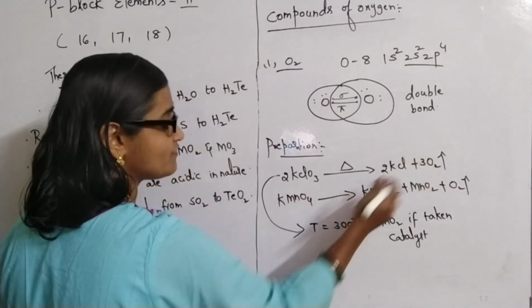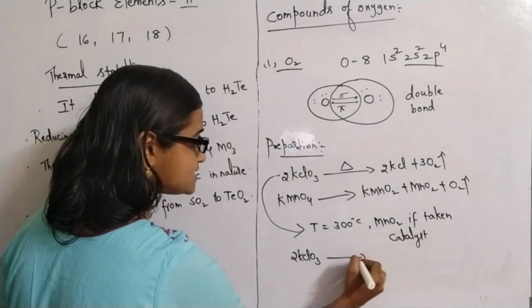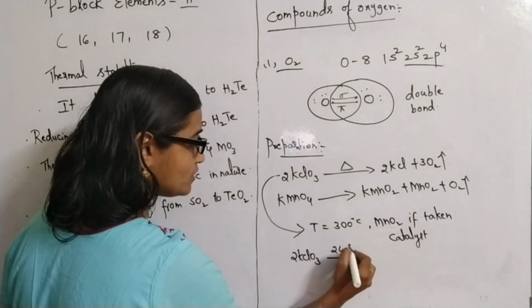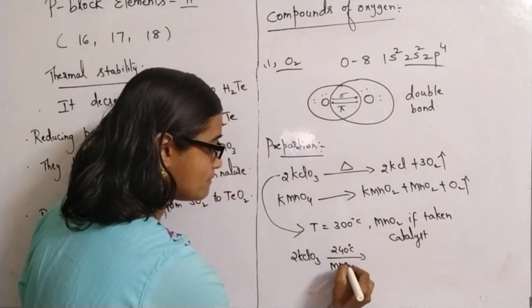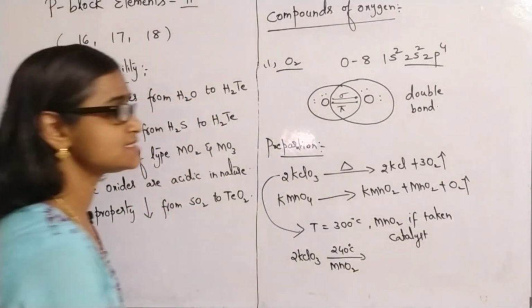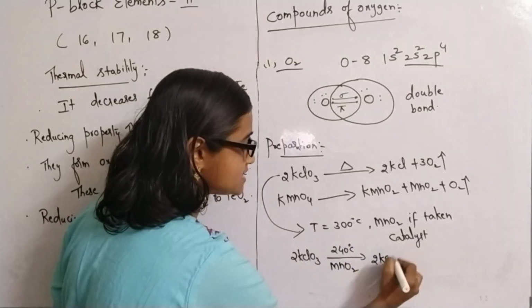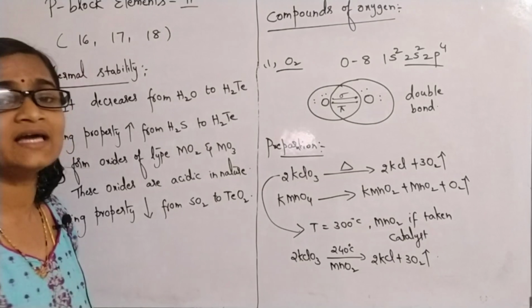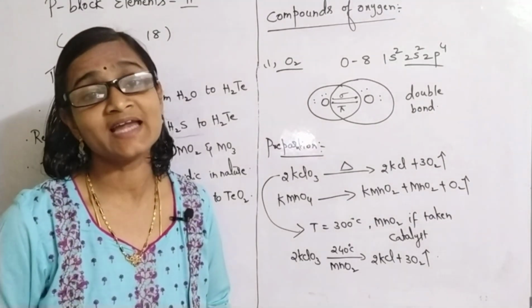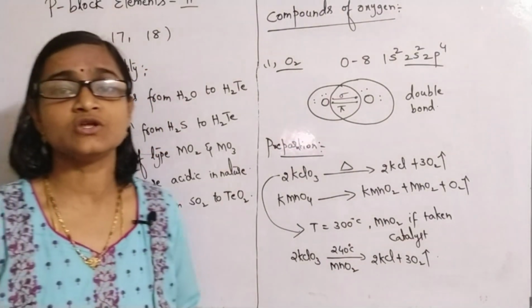That means release of oxygen gas can be obtained even at 240 degrees centigrade only. You need not heat it up to 300 degrees centigrade. In presence of what? Manganese dioxide as catalyst, liberation of oxygen gas can be obtained at 240 degrees centigrade only. So here manganese dioxide acts as what? Catalyst.